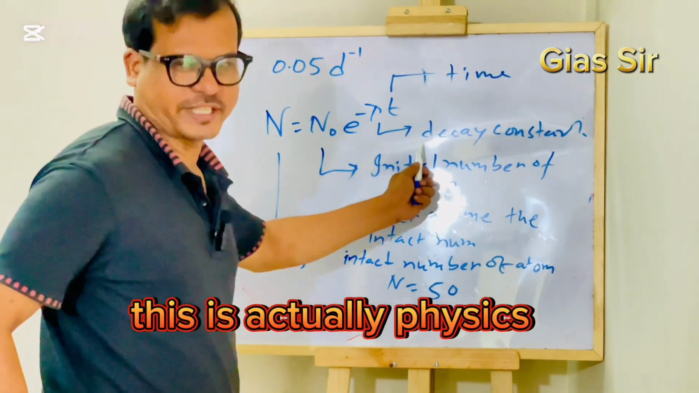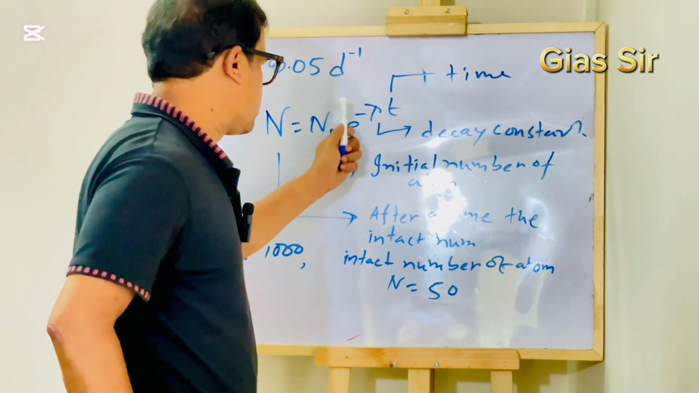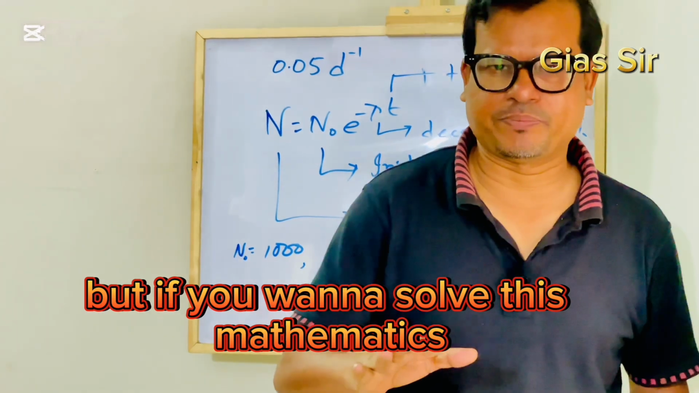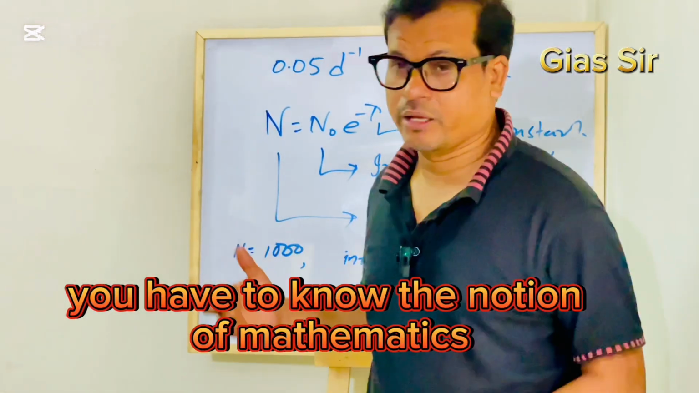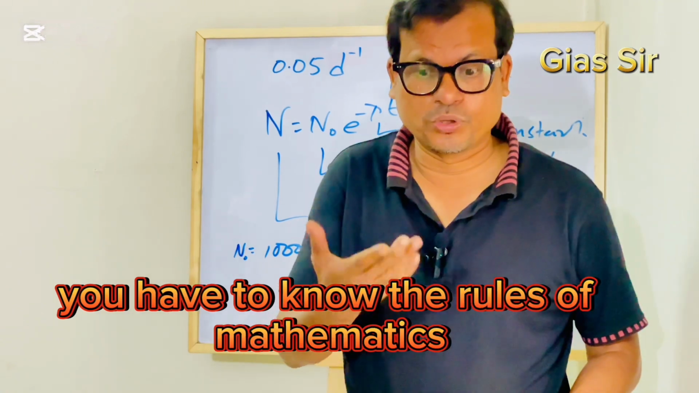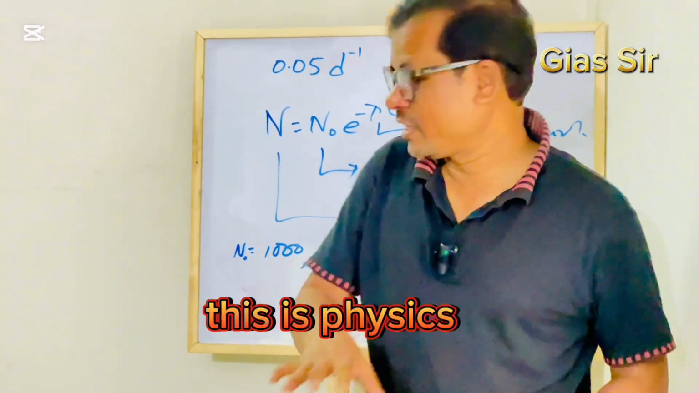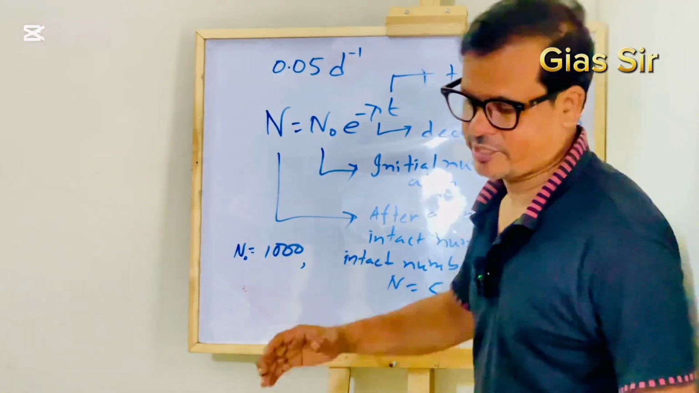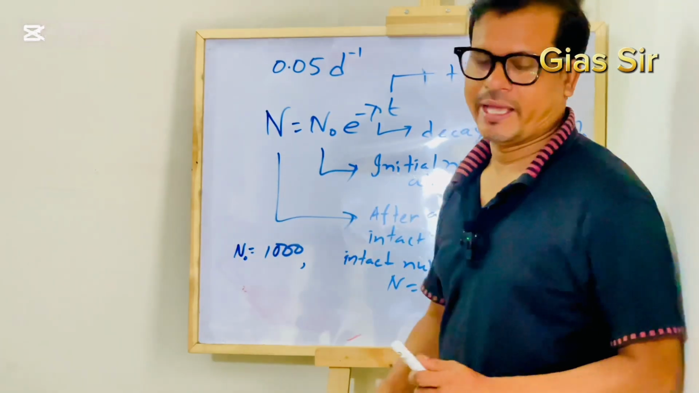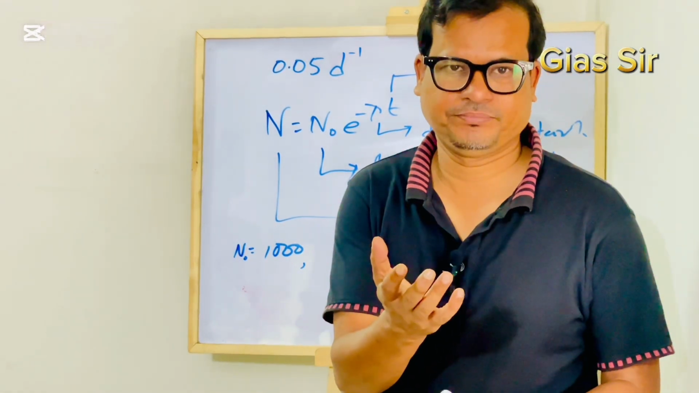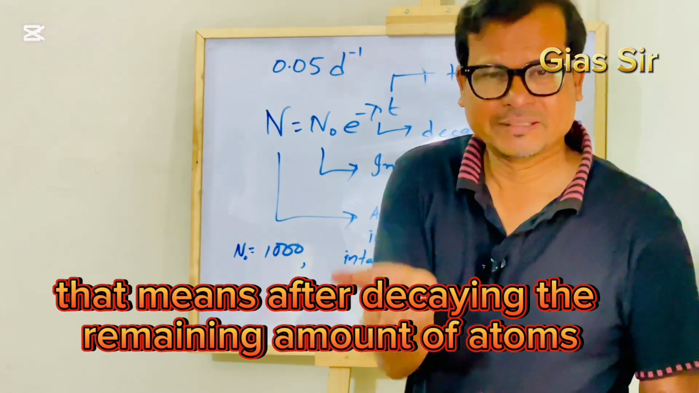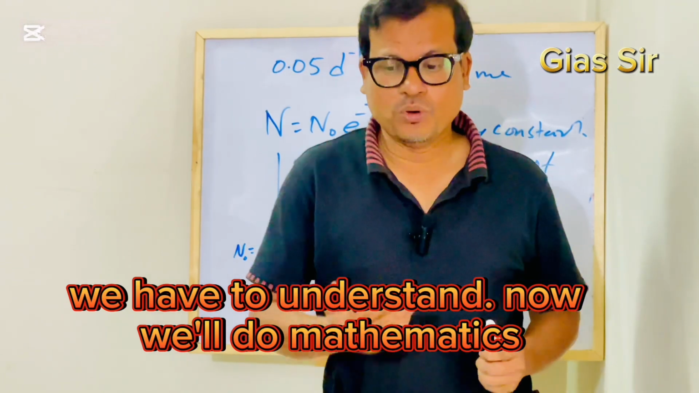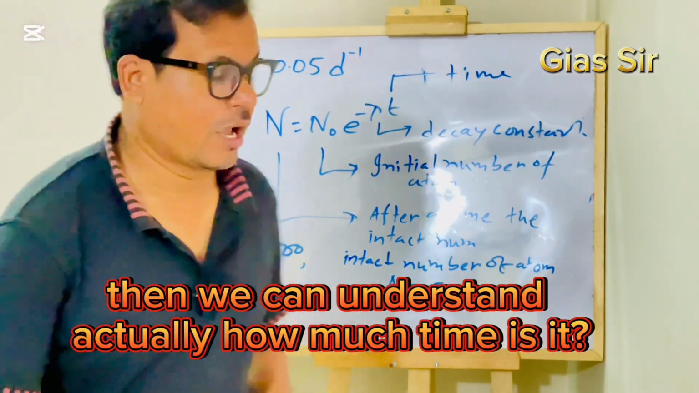Okay, this is actually physics. This is N equal to N naught e to the minus lambda t. This is the physics formula. But if you want to solve this mathematically, you have to know the rules of mathematics. Here lambda is the decay constant, t is time, N naught is the initial number of atoms, and N is the intact number of atoms, that means after decaying, the remaining amount of atoms. Now we'll do the mathematics, then we can understand how tough it is.